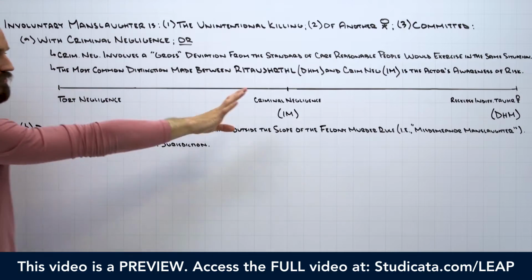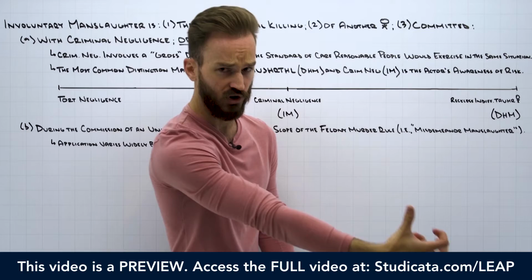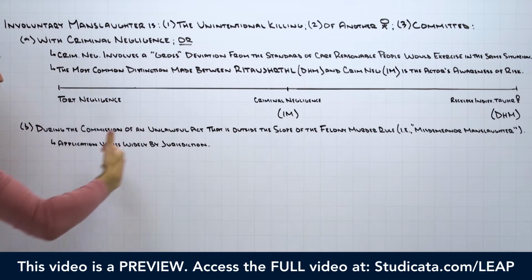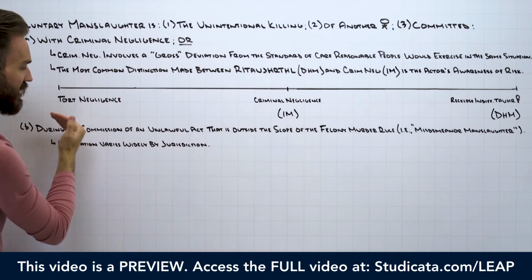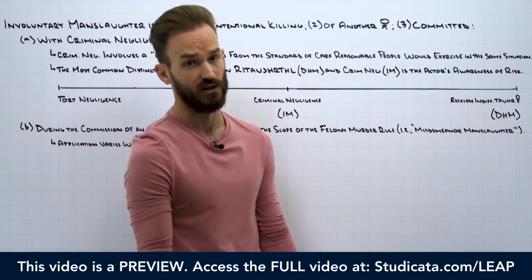And beyond just needing an unintentional killing of another human being, we need a gross deviation, not just a deviation, we need a gross deviation. This is something more than what is required when we're thinking about tort negligence.